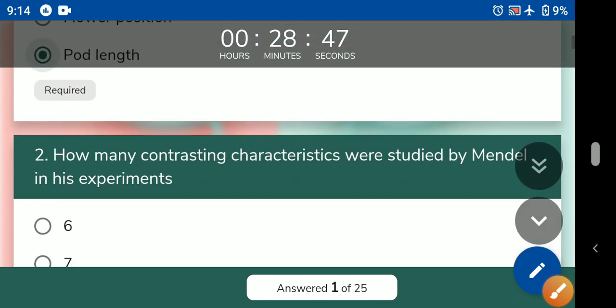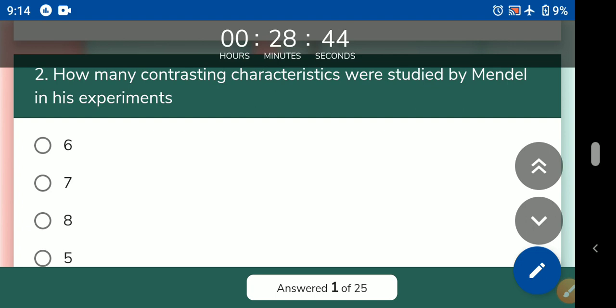Okay. Our second question is, how many contrasting characteristics were studied by Mendel in his experiment? Just now we have discussed there were 7 contrasting characters: stem height, pod color, pod shape, flower color, flower position, seed color, seed shape. So correct answer is 7.